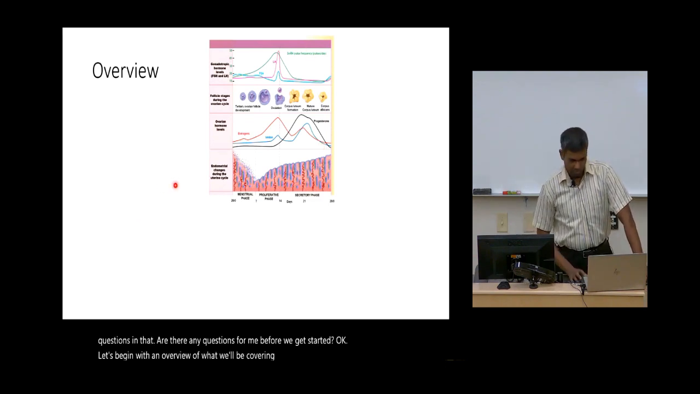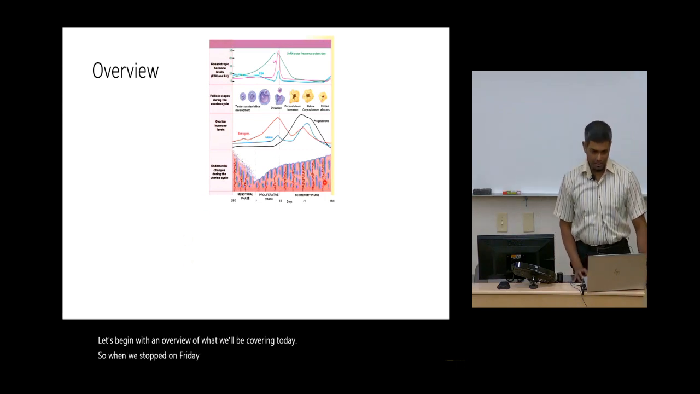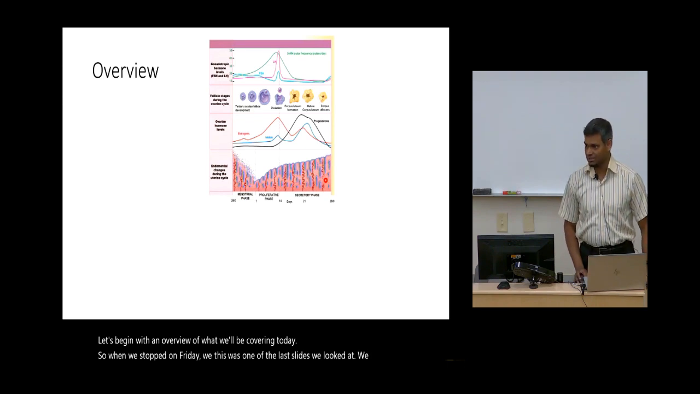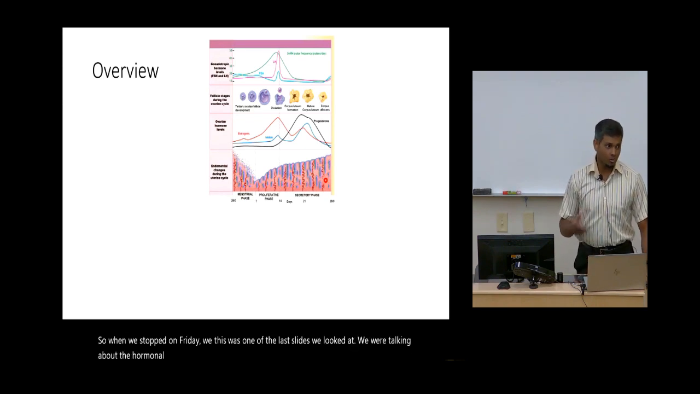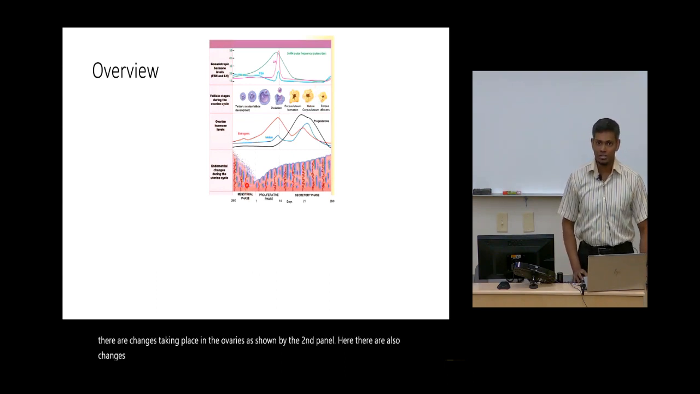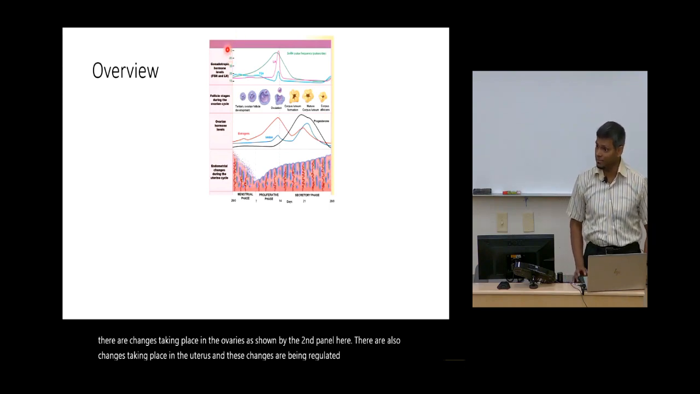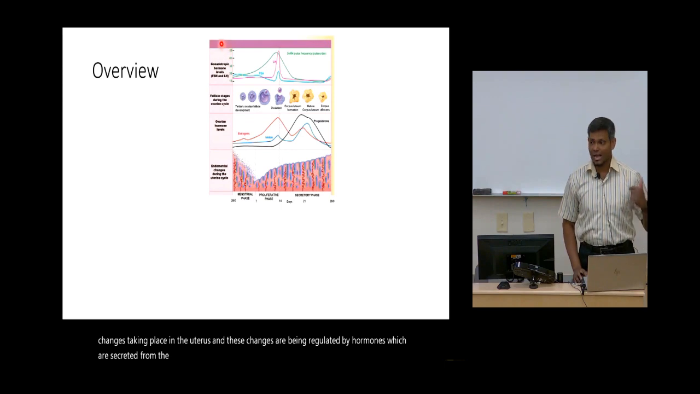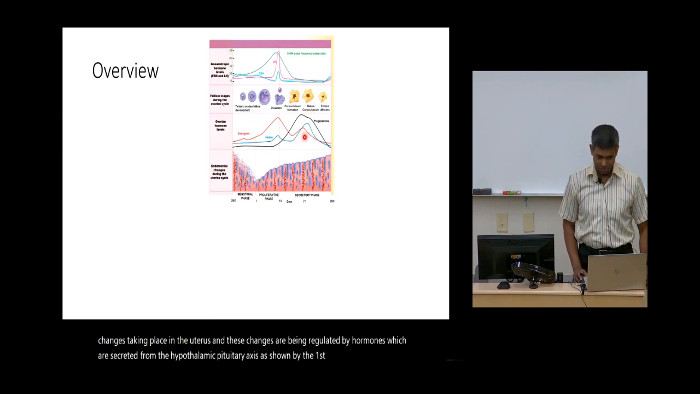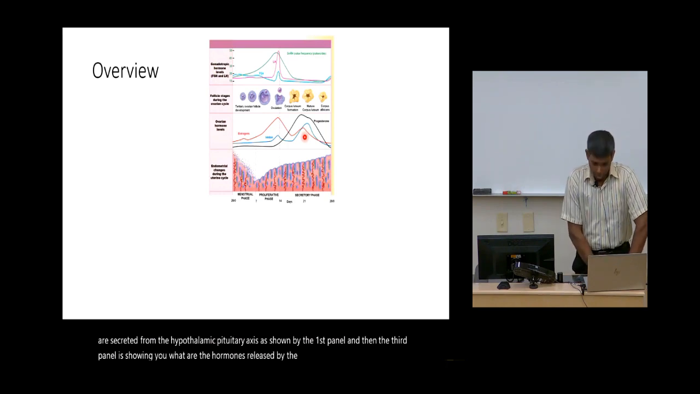Let's begin with an overview of what we'll be covering today. So when we stopped on Friday, this was one of the last slides we looked at. We were talking about the hormonal control of the female reproductive system function, and so I told you how there are changes taking place in the ovaries as shown by the second panel here. There are also changes taking place in the uterus, and these changes are being regulated by hormones which are secreted from the hypothalamic pituitary axis as shown by the first panel, and then the third panel is showing you what are the hormones released by the ovaries.